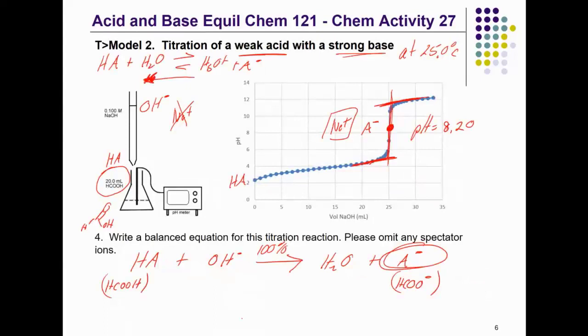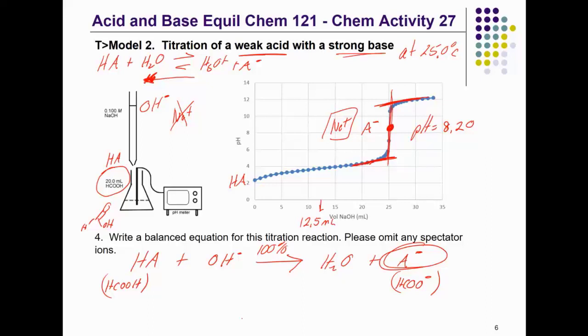HA, A negative. There's another point on this graph that we need to think about. Remember, we started with HA and then we end up with A negative. So effectively, the titration involves changing this into that. Of course, that doesn't just happen all at once. As the titration proceeds, this concentration starts to decrease and this concentration starts to go up. So let's consider halfway through the titration. Halfway through the titration, in this particular titration, would be right here at 12.5 mL.